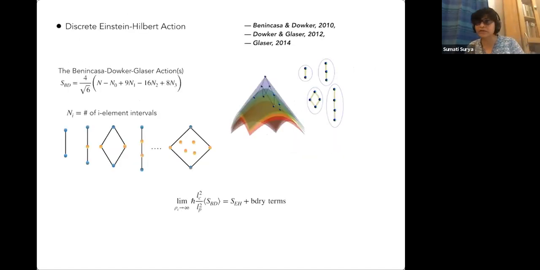And for lack of time, I will focus on one that has been very, very important to the program, which is the discrete Einstein-Hilbert action. And this was work done by Benincasa and Dowker, followed with Dowker and Glaser. So Benincasa and Dowker did it for 2 and 4 dimensions, and Dowker and Glaser generalized it to arbitrary dimensions. And Glaser also did some work on calculating coefficients.